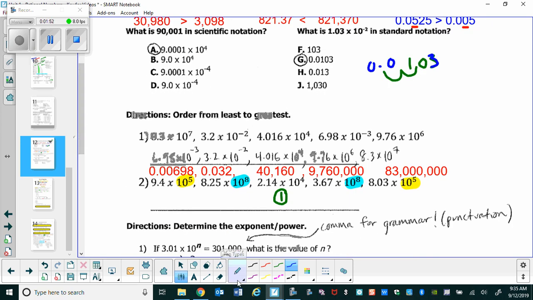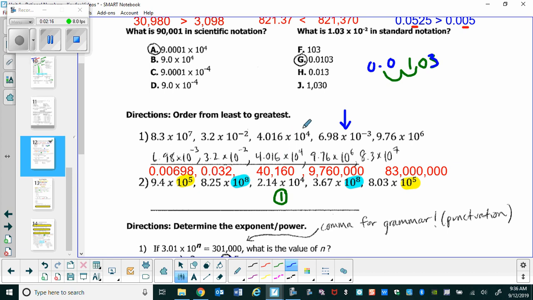Now for the least to greatest section, I have the answers in red when we convert them. So for example, this one, the 6.98 times 10 to the negative 3, when you move that decimal back 3 times, 1, 2, 3, it's going to be this answer. When you take this negative exponent and you move it back twice, the 3.2 back twice, it's 0.032.